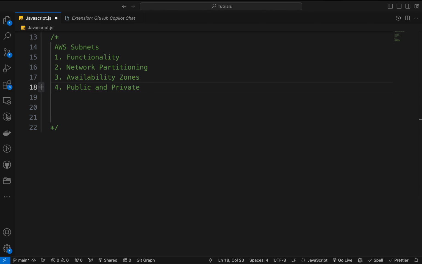We have use with other services. Subnets are used in conjunction with route tables, network access control lists, and internet gateways to control the flow of traffic at a general level. Let's go over the key differences.